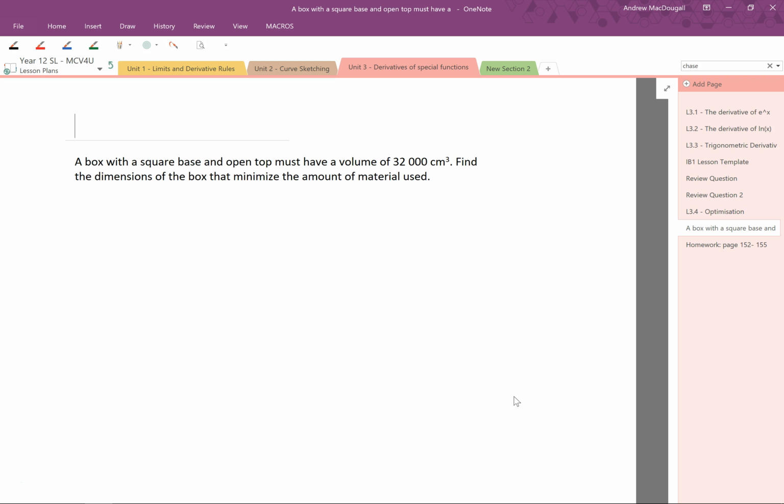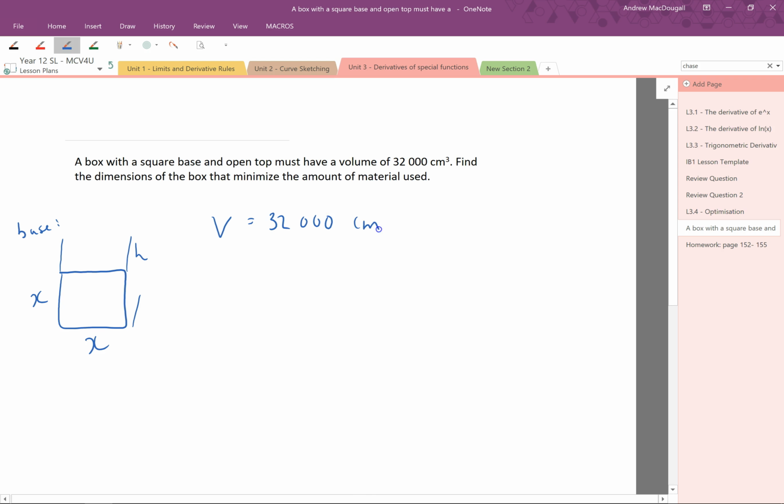Okay, so this problem is saying, we have a box, and this box has a square base. So the square base has x and x as its side lengths. Let's call them x. And it has some other height. The height of this box is not necessarily the same as x. Maybe it's really narrow and tall, or maybe it's wide and short. We don't know. What we do know is that the volume of the box is 32,000 cubic centimeters.